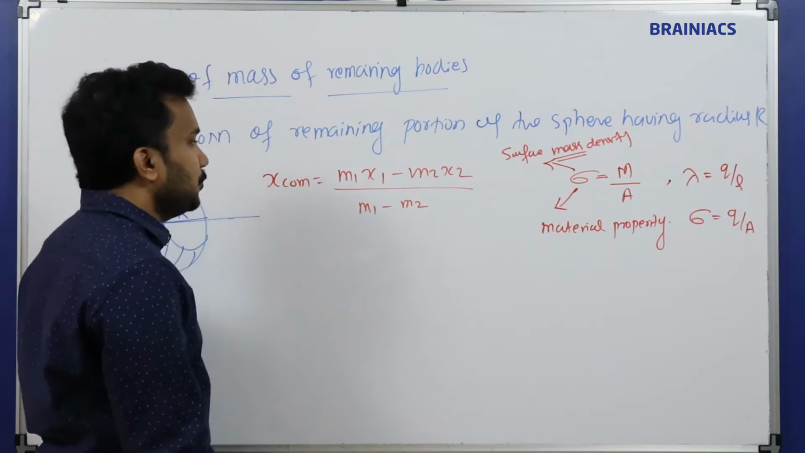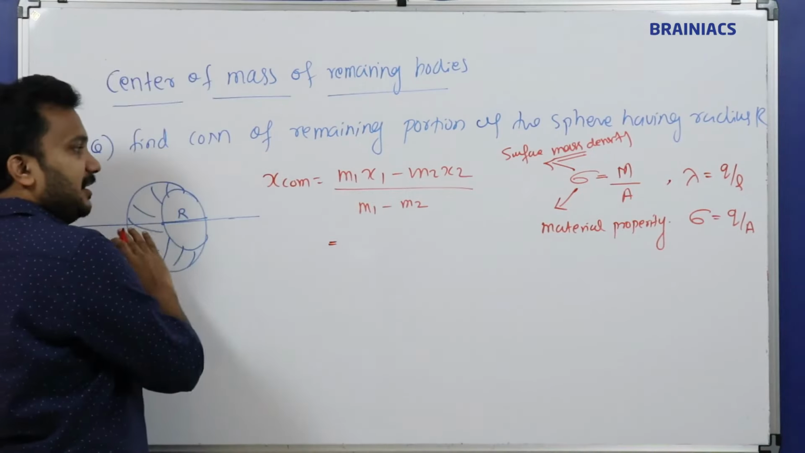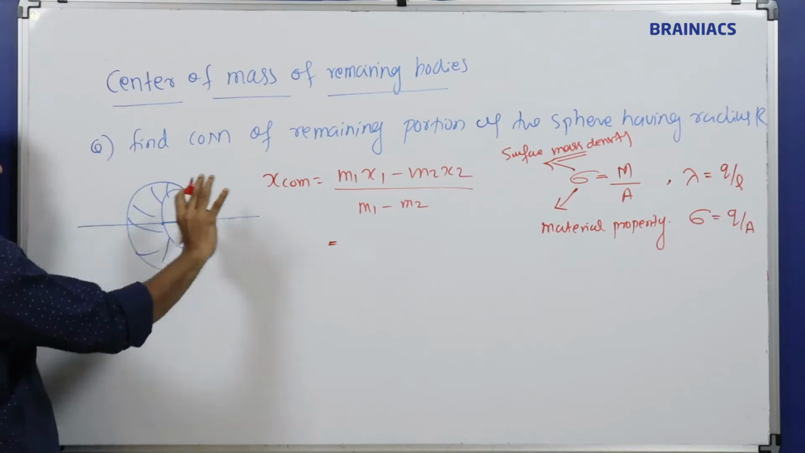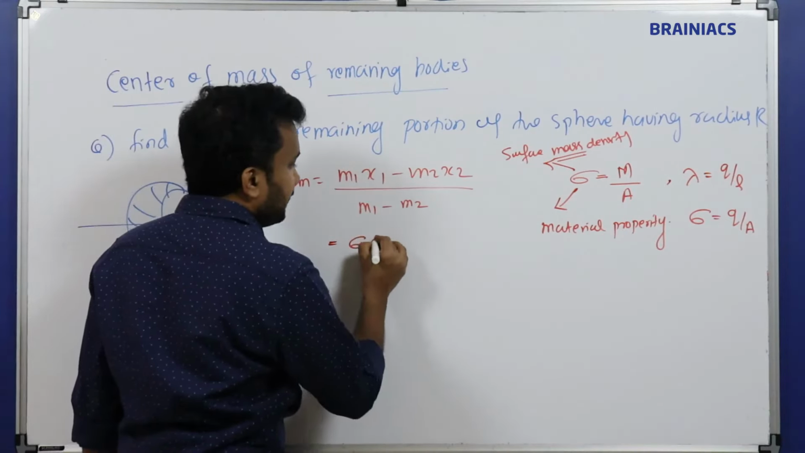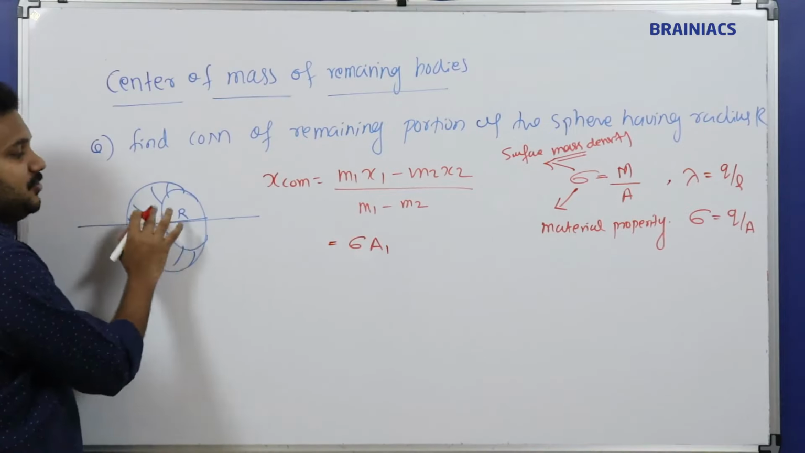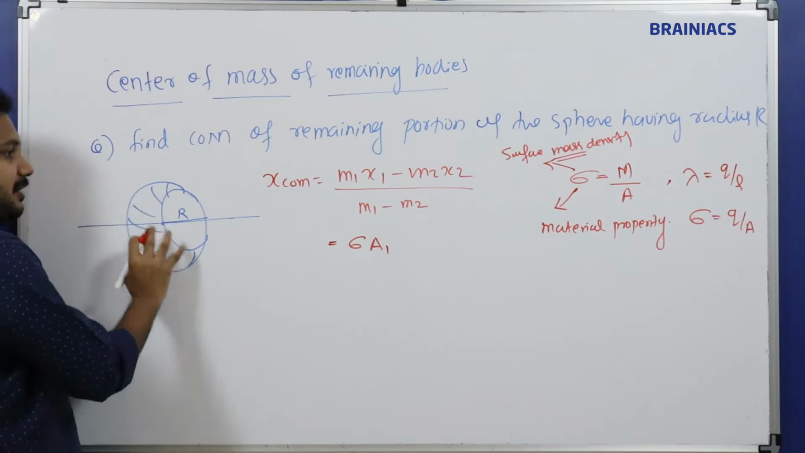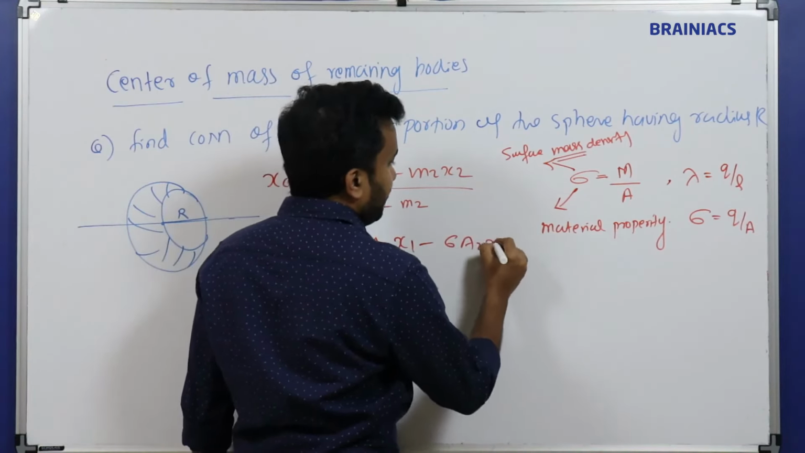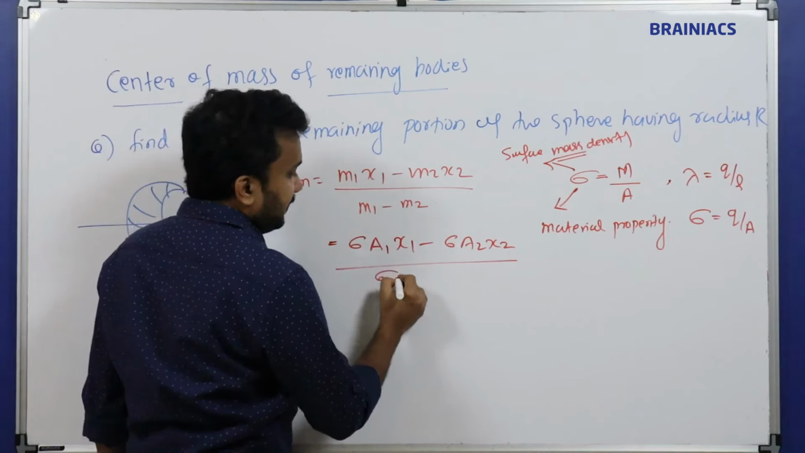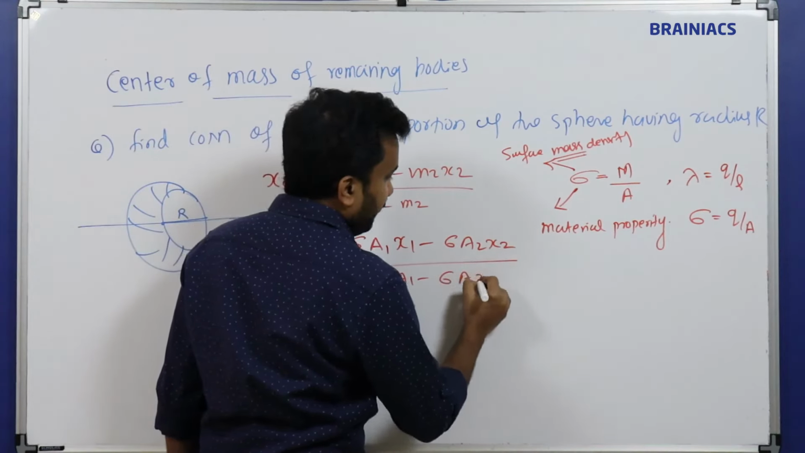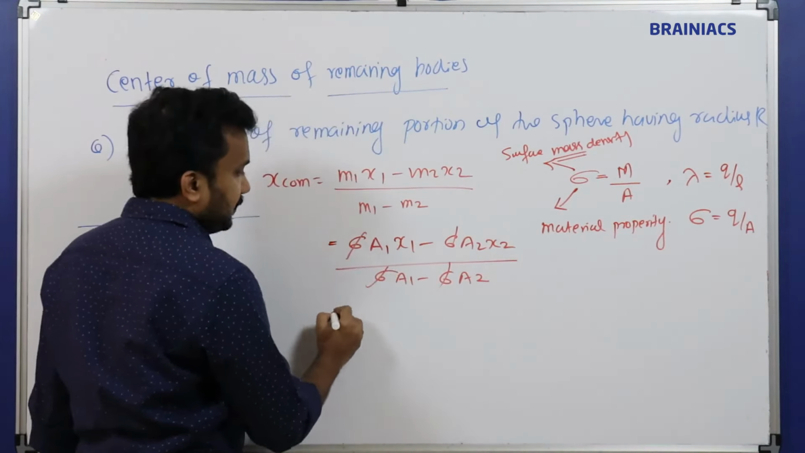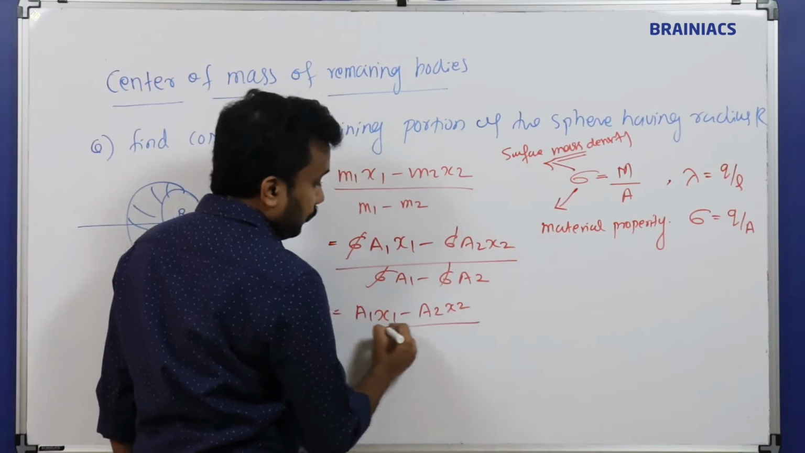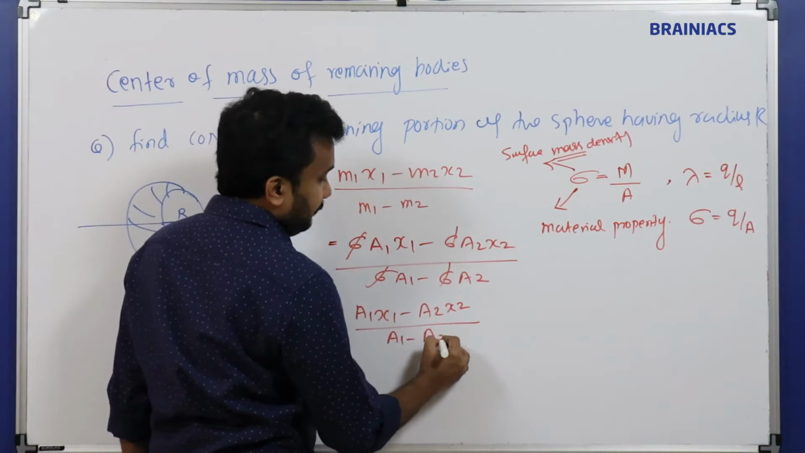So m is replaced with sigma. Both are the same material, the removed portion and the full portion. So this can be written as sigma times A1 times x1, minus sigma A2 x2, whole divided by sigma A1 minus sigma A2. The area will change. All sigmas will cancel. We get the formula A1 x1 minus A2 x2, whole divided by A1 minus A2.